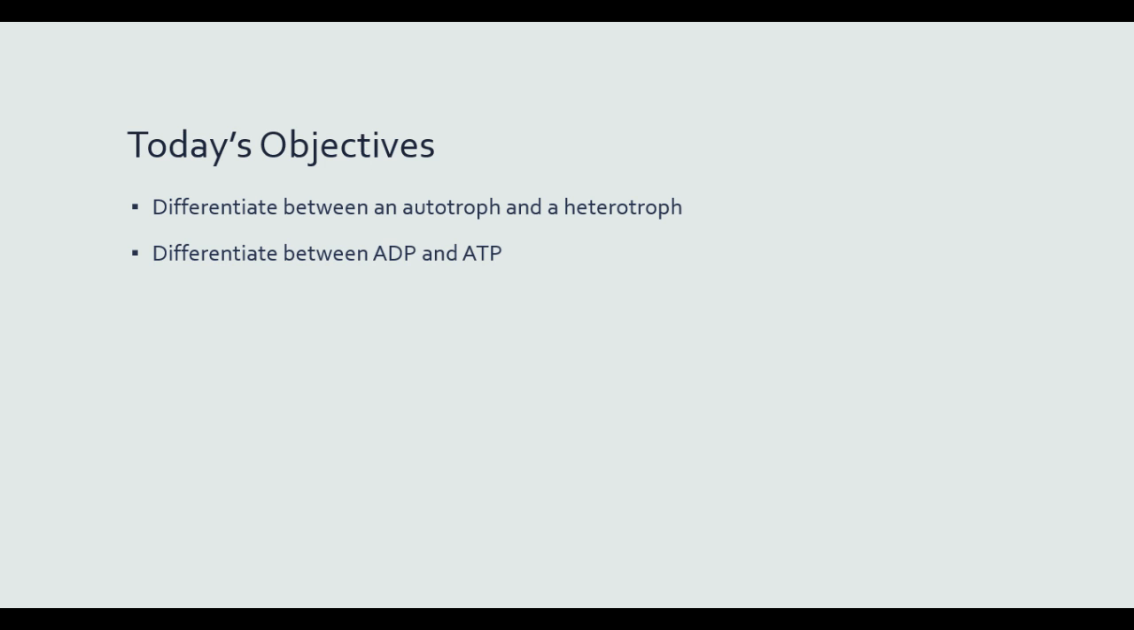So today's tutorial was a rather short one. We differentiated between an autotroph and a heterotroph. An autotroph is a plant or any organism that makes their own food. A heterotroph is an organism that eats other organisms to get their food or energy. An example of that would be human.